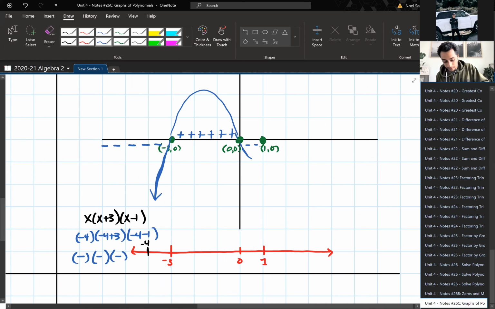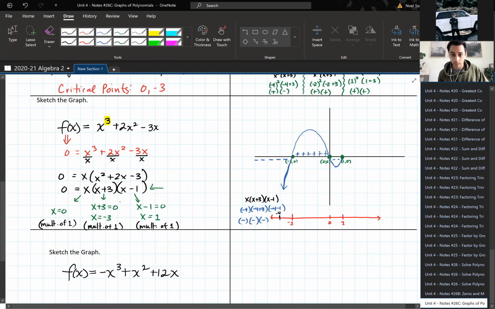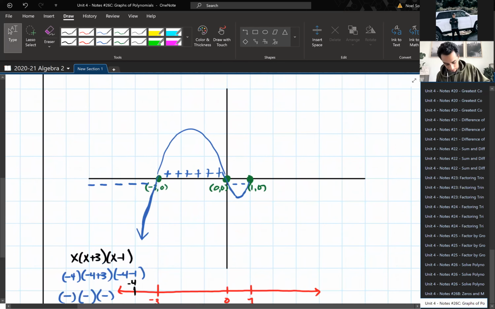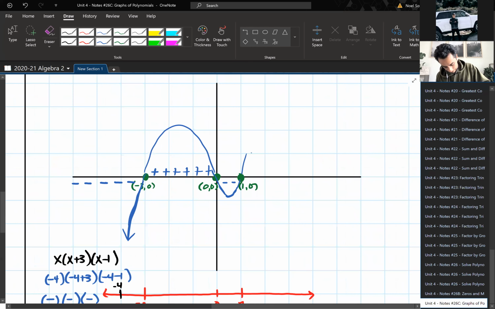Okay. And then it has to go back and touch the other x-intercept. So we need to curve it. And then after it touches 1, what do we know? Does it cross or does it bounce back? What multiplicity did we have for x equals 1? It crosses again, right? Right, so this is our real rough sketch of this polynomial.